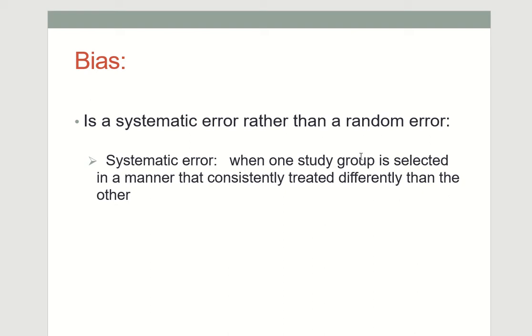So systematic error is when one study group is selected in a manner that is consistently treated differently than the other. We have two major families of biases. If you ever learn about bias, the two larger families are selection bias and information bias. Not to say that there's nothing else. There are a lot of different biases, but these are the two major types.